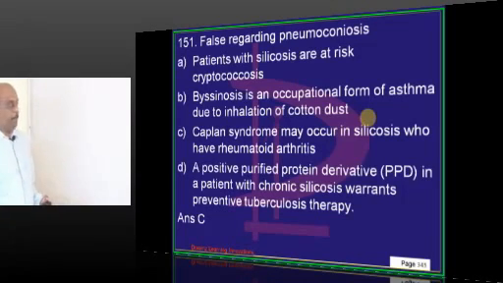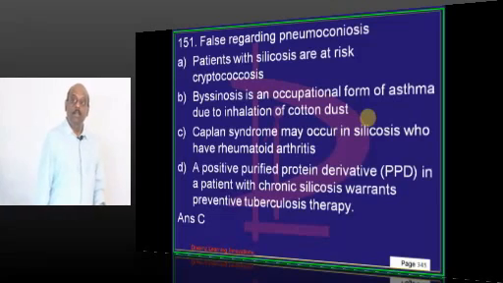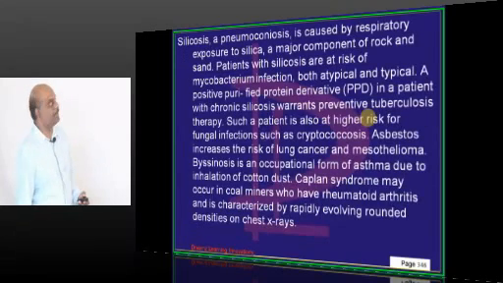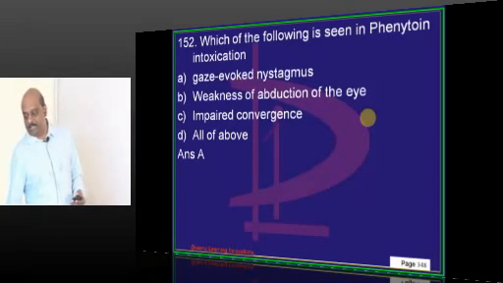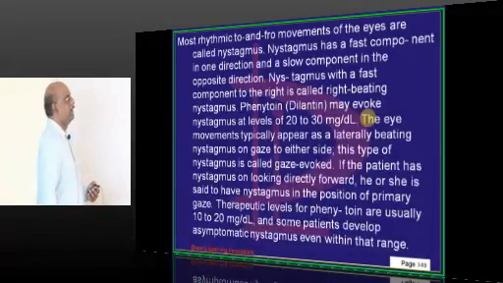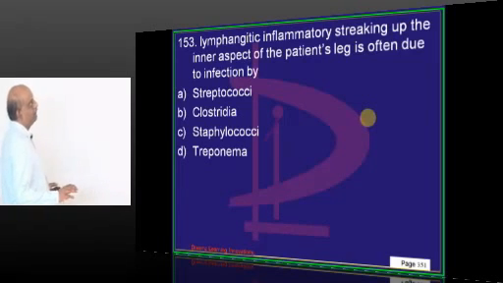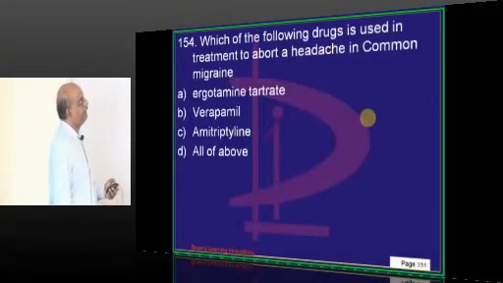Pneumoconiosis, Caplan's syndrome, typically occurs in those who have rheumatoid arthritis along with coal workers' anthracosis, not silicosis. Now, phenytoin intoxication leads to nystagmus, which is a gaze-evoked nystagmus, classically by causing a cerebellar dysfunction. Lymphangitis, inflammatory streaking on the leg, is typically an infection caused by streptococci.